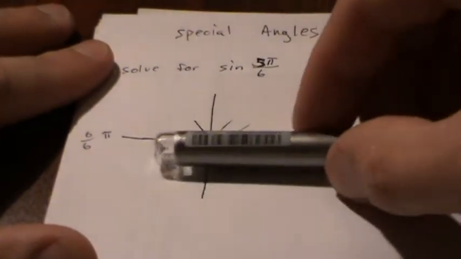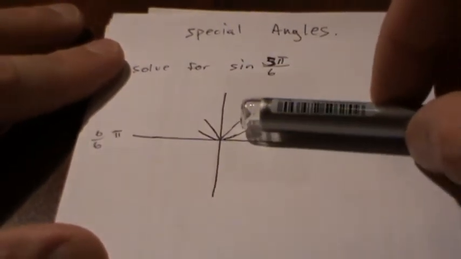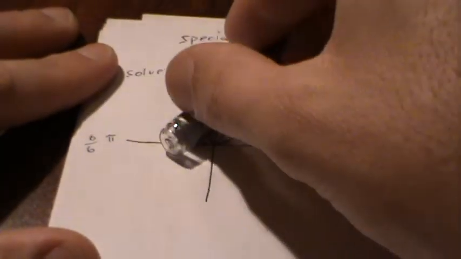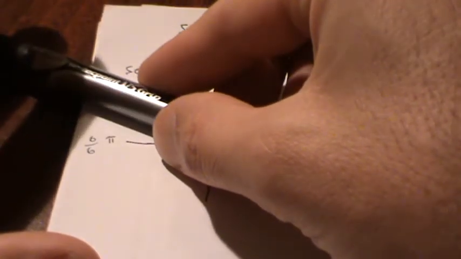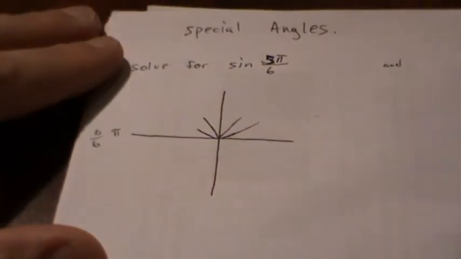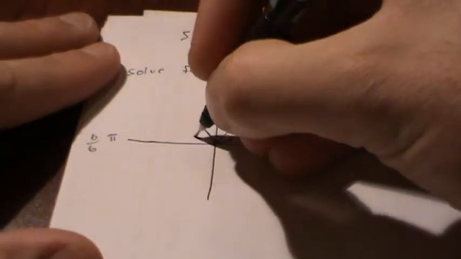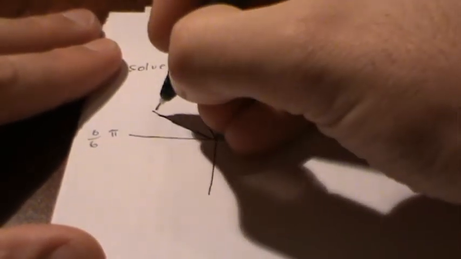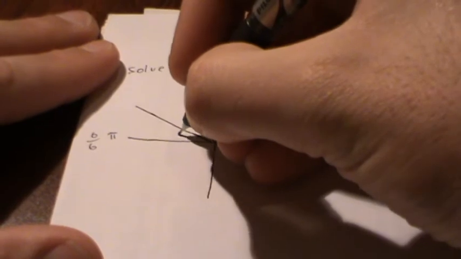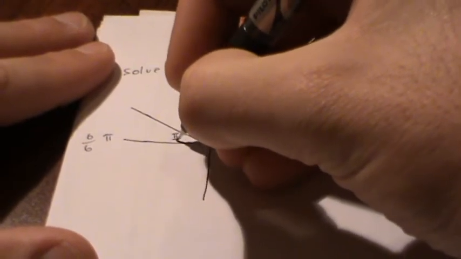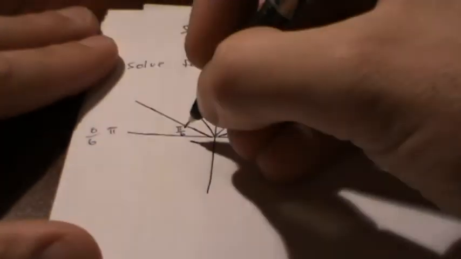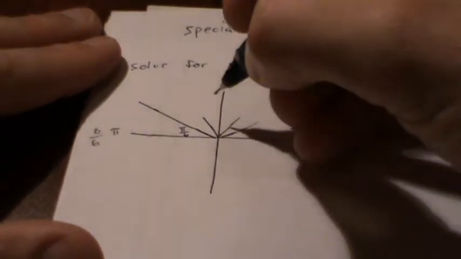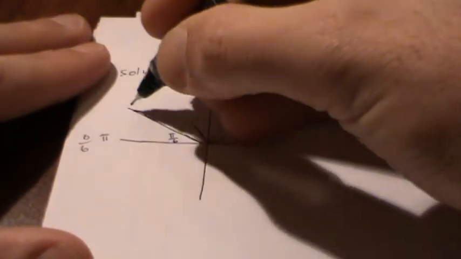So how would you get to 5 pi over 6? Well, I would rotate around. I could, in theory, if I wanted to, rotate around to 6 pi over 6, and then back up 1/6 of a pi. Because if I'm at 6 pi over 6, and I back up 1/6 of a pi, then I'm at 5 pi over 6. This angle right here is 5 pi over 6.